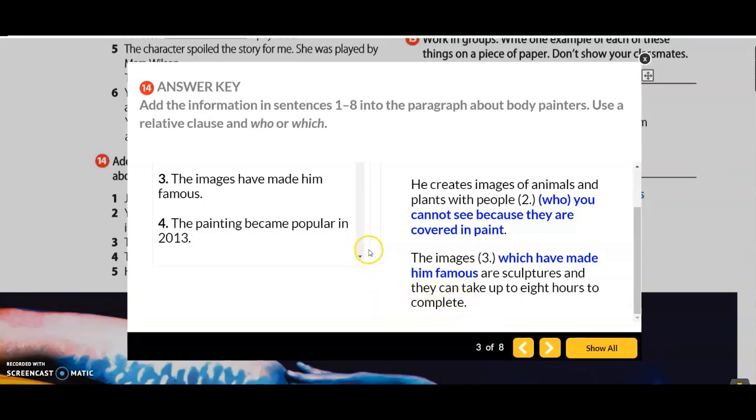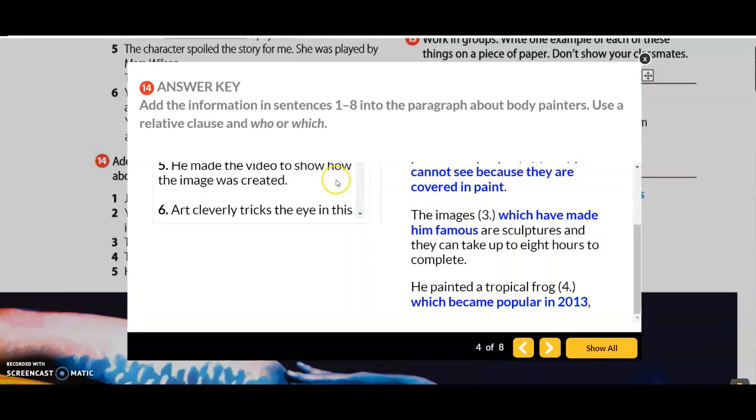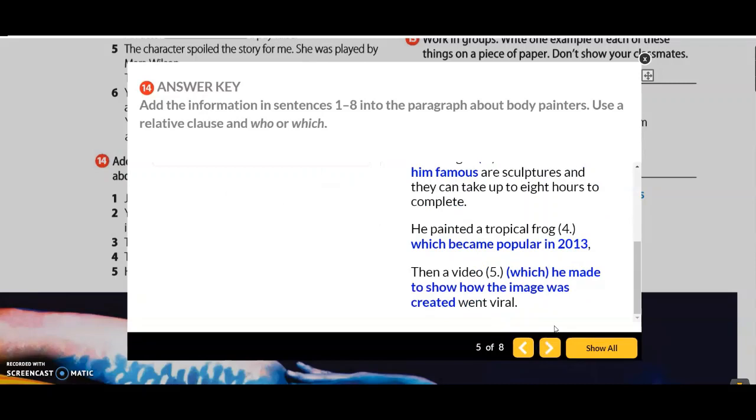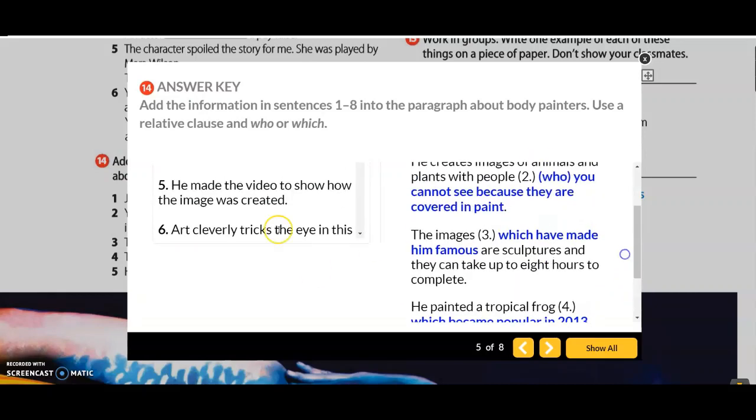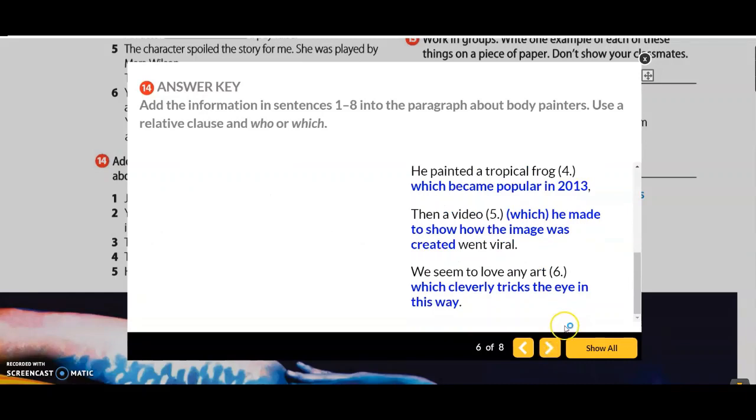Now number 4, the painting became popular in 2013. He painted a tropical frog, which became popular in 2013. Number 5, he made the video to show how the image was created. Then a video which he made to show how the image was created went viral. Let's go now to number 6. Art cleverly tricks the eye in this way. The correct answer would be, we seem to love any art which cleverly tricks the eye in this way.